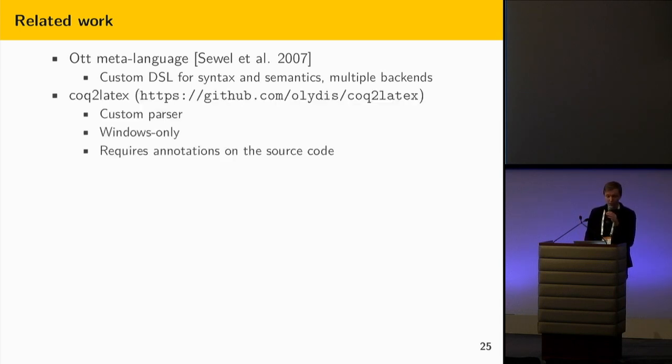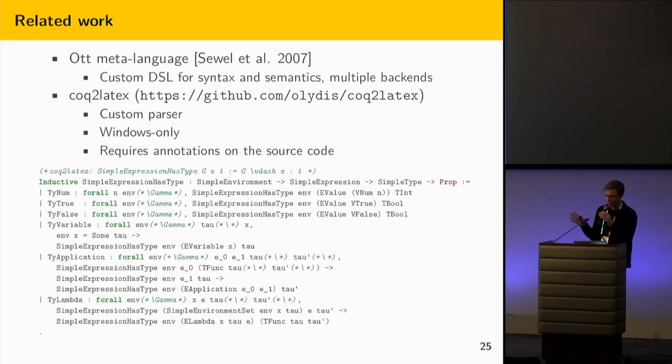There was an actual Coq to LaTeX tool, but it seems unmaintained. It relies on a custom parser, and it's only usable on Windows. It also requires annotations on the source code, which looks a bit like this. And this was something I wanted to avoid explicitly. I would like to have my usual Coq definitions and then modularly or separately define the notations for printing.